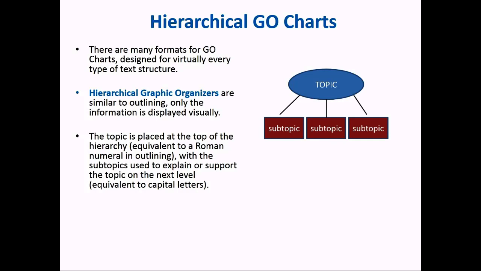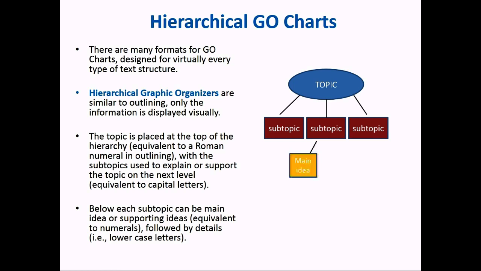Very similar to outlining. This would be Roman numeral 1, capital letter A, capital letter B, capital letter C. And then below the subtopics can be main ideas about each one of the subtopics, and then supporting details, which would be the level of the numerals 1 and 2, and then the small a, small b, small a, small b, or lowercase.